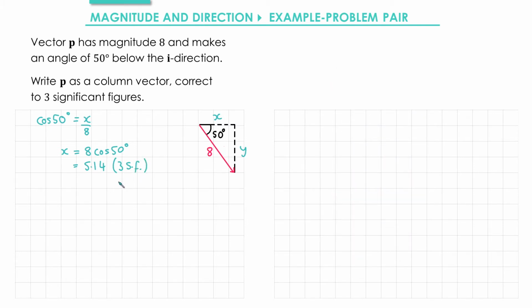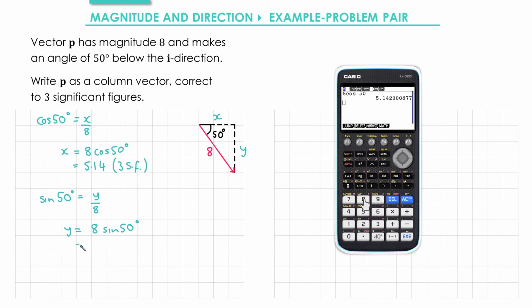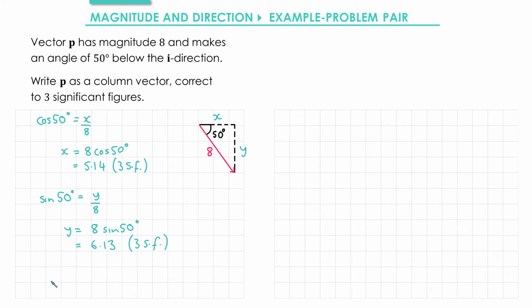In a similar way, we can find y. We've got the opposite and the hypotenuse this time, so we've got sine 50 equals y over 8. Again, we multiply up by 8 to get y equals 8 sine 50. And if we put that into our calculator, we get 6.13 to 3 significant figures. So we can now write our vector p in column notation. So we get p equals (5.14, -6.13).